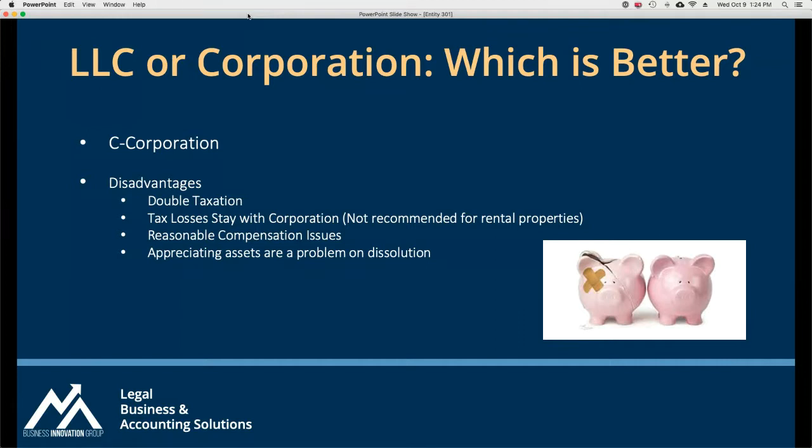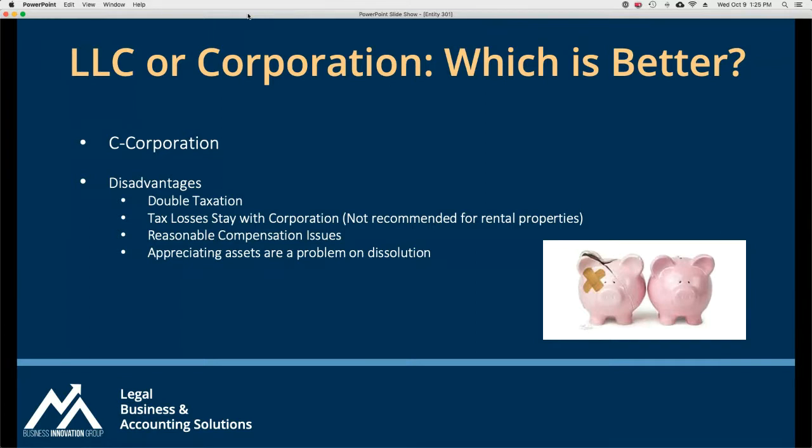They can't accelerate that or try to use it on their personal return in any kind of more beneficial way, because it's not passing through from the corporate to the personal level like it does on an LLC or S corp. Exactly. So it stays with the corporation. Now, when you pay yourself out of a C corporation, you pay yourself one of two ways.